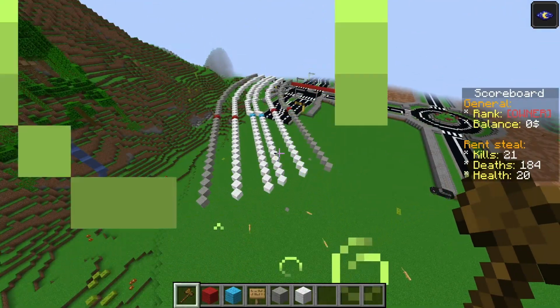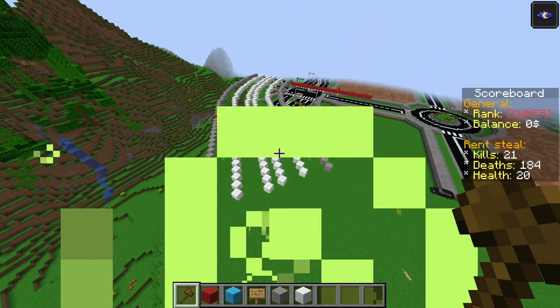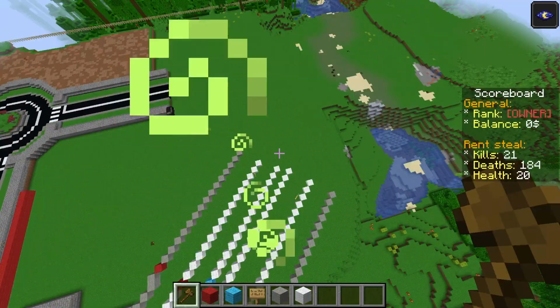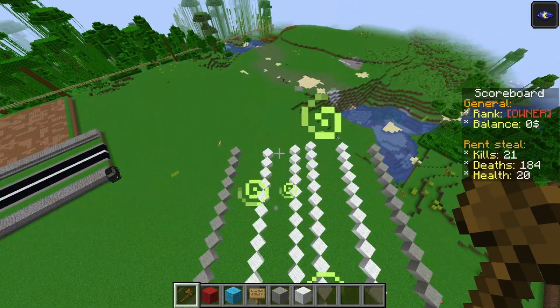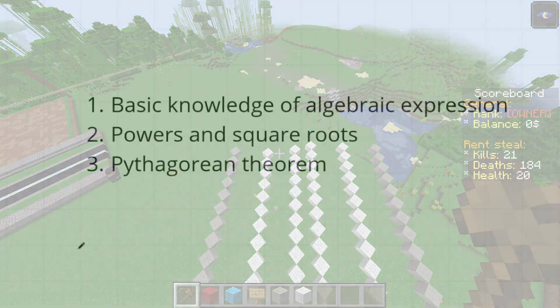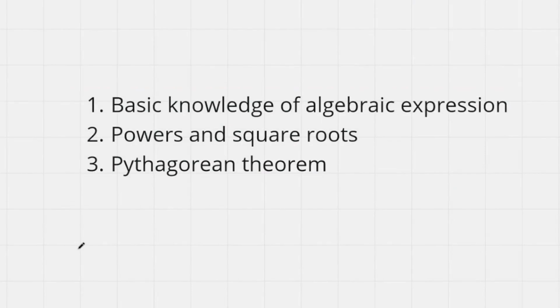The biggest problem, and the only problem we currently face, is to get the center of the circle. We can calculate that using Pythagorean theorem. Before we start calculating the center of our circle, it is very recommended that you know the following three things: basic knowledge of solving algebraic expressions, that you know to work with powers and square roots, and that you know to work with Pythagorean theorem, which we are going to use.